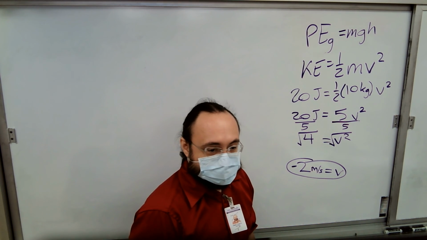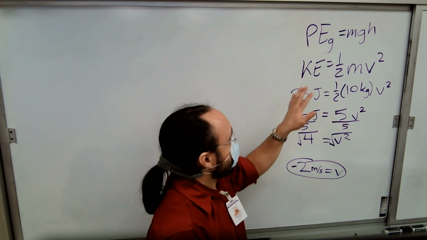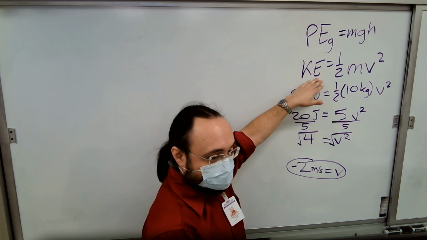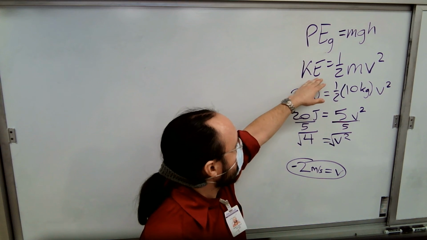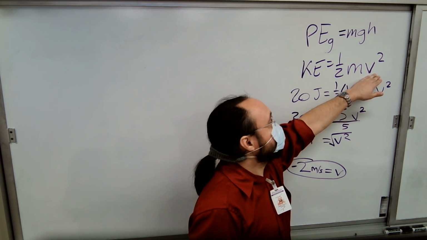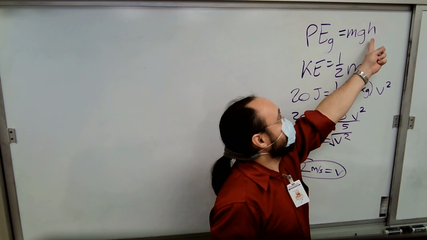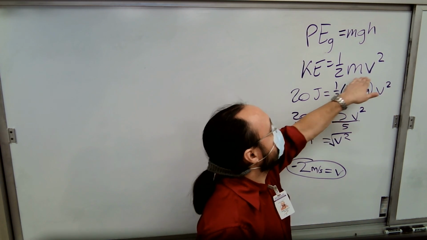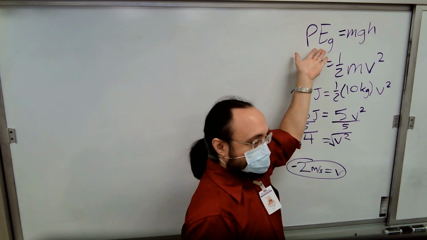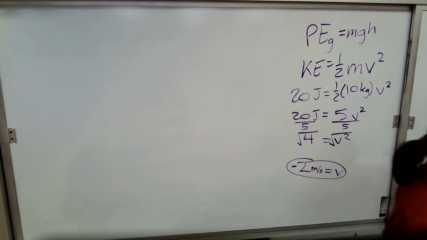Other than that, it's just the same as yesterday. If it asks for kinetic energy, use the kinetic energy formula. If it asks for velocity, use the kinetic energy formula, because that's the only one that has velocity in it. This one doesn't have velocity. Likewise, if it asks for height, use the potential energy formula. This one doesn't have height. And if it asks for potential energy, use the potential energy formula. That's about it with this.